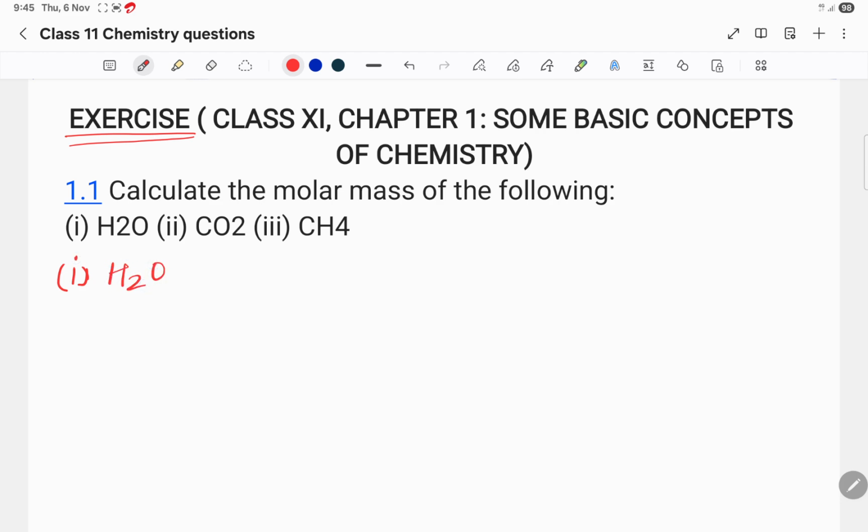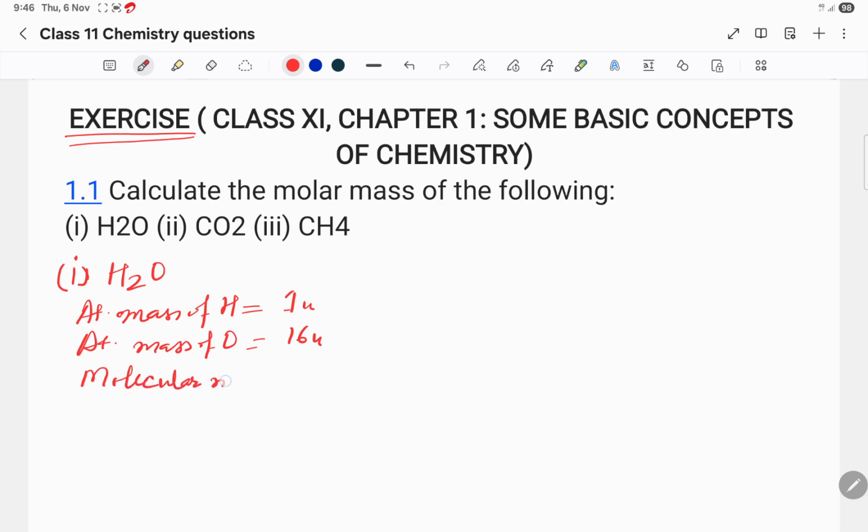First is H2O. So as you know, there are two hydrogen atoms and one oxygen atom. You should know what is the atomic mass of hydrogen, and you should also know what is the atomic mass of oxygen. So atomic mass of hydrogen is 1 unit, and atomic mass of oxygen is 16 units.